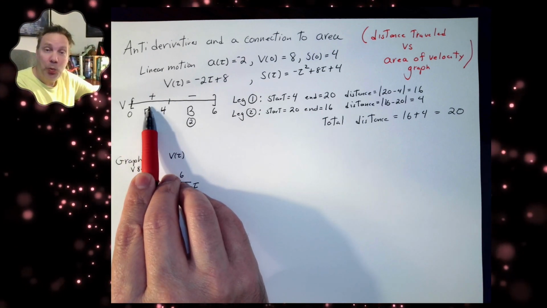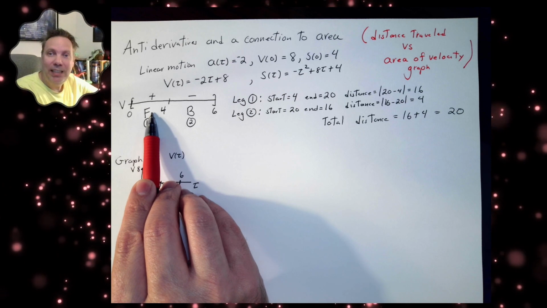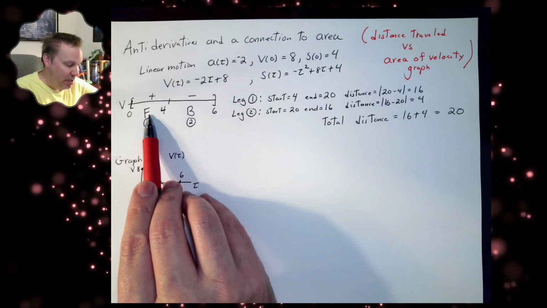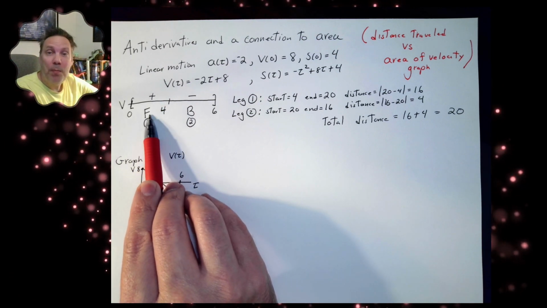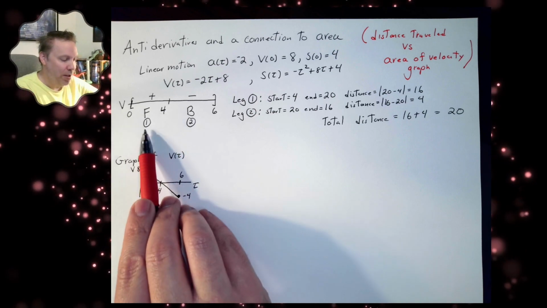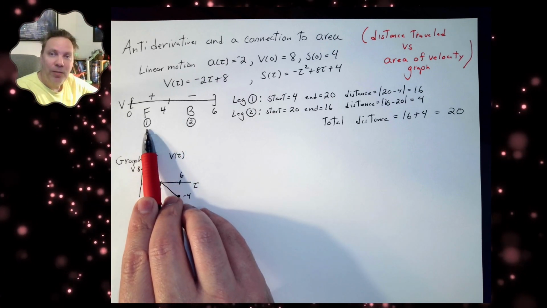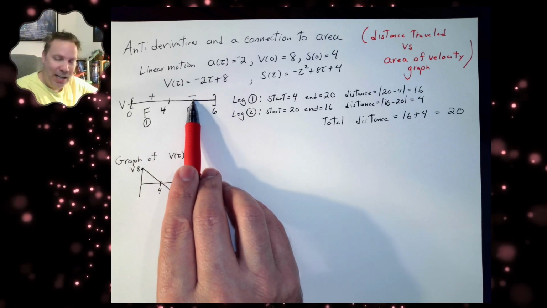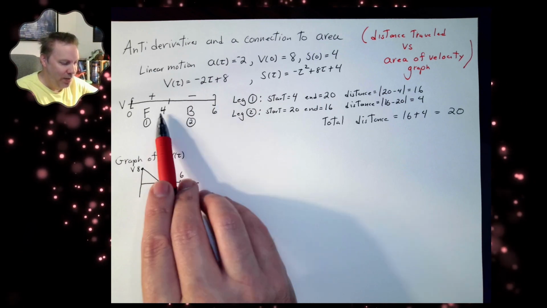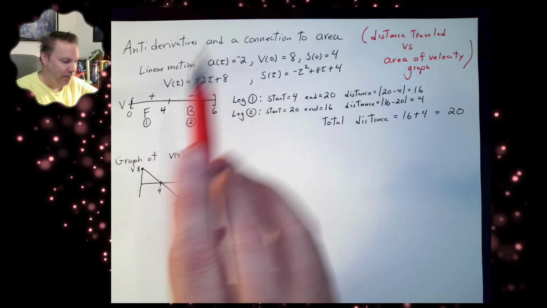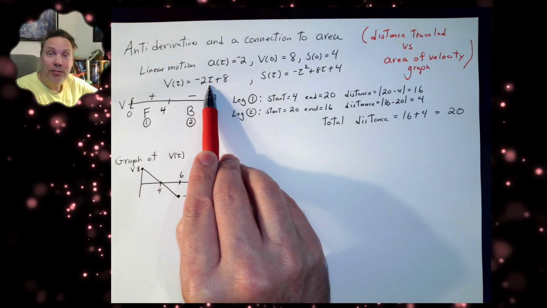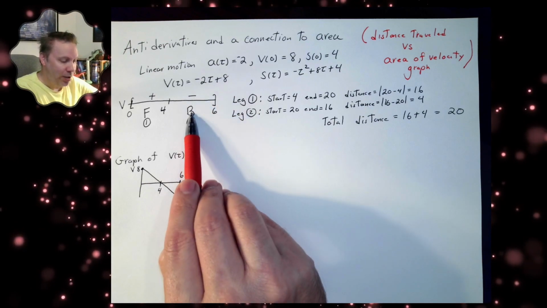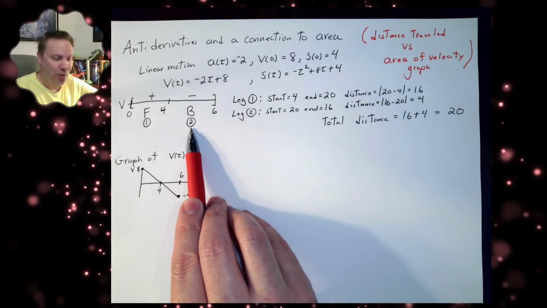Plug in a test value between 0 and 4. I'm going to pick t equals 1. T equals 1 gets me a positive answer for velocity. That means between 0 and 4, my particle is moving forwards. I'm going to call this leg 1 of the trip. Now for leg 2 of the trip, between 4 and 6, I get a negative value here. The reason why is I'm going to pick a test value between 4 and 6. Let's say 5. -2 times 5 plus 8, that's a negative number. So therefore, my particle is moving backwards. I'm going to call this leg 2 of the trip.